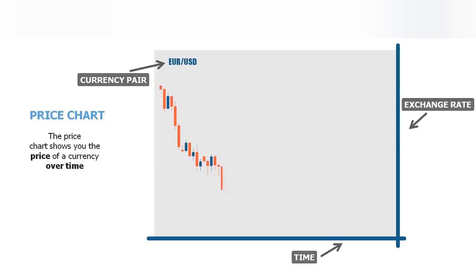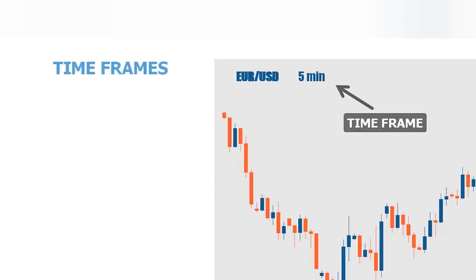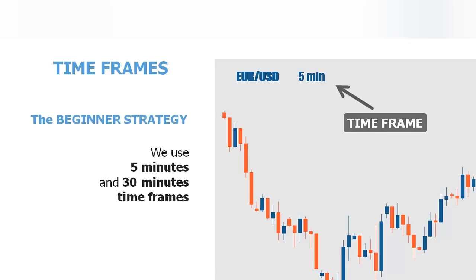The chart type we use is called a Japanese candlestick chart. It is made up of shapes that look like candlesticks. Each candlestick shows the price development over a period of time. We refer to this as a time frame. A 5-minute time frame therefore means that each candlestick shows the price development over 5 minutes. In the beginner strategy, we use the 5-minute and 30-minute time frames.